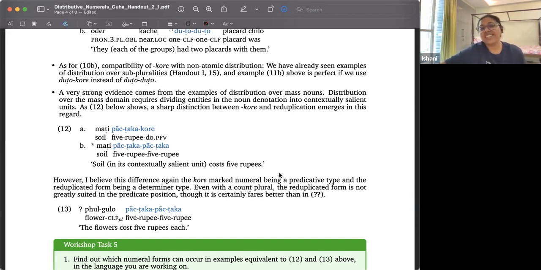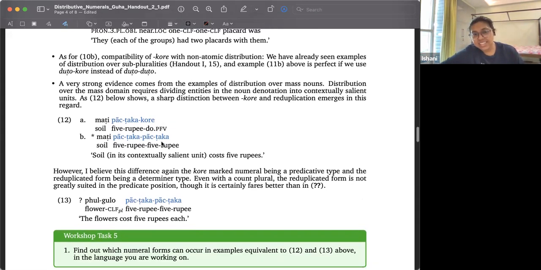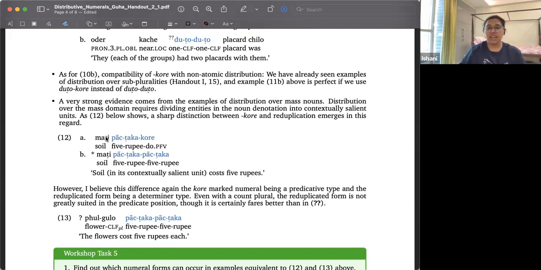So try to form these sentences in your languages and see whether you see a distinction between the two forms, or however many forms you have. Because here what we see is that soil, Mati, is a mass noun. It is not made of definite atoms or only atoms, depending on the theory you want to go by. If you go with the hierarchy, it's made of atoms and non-atoms.